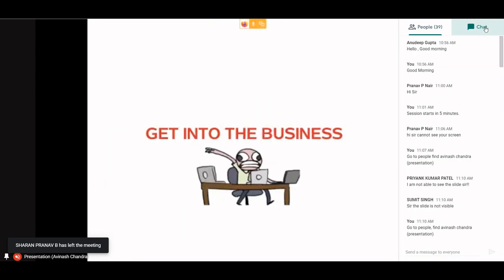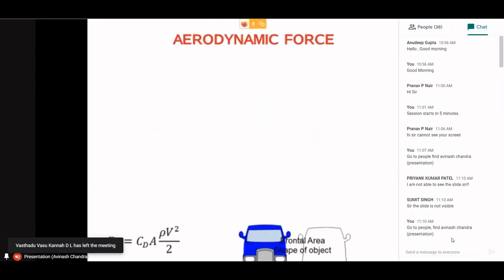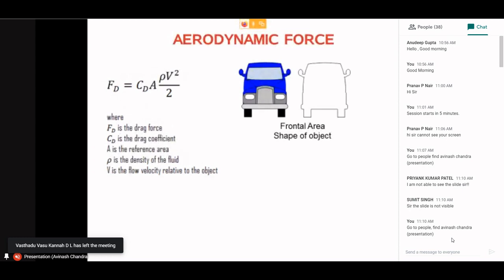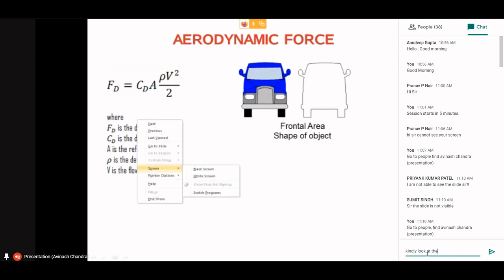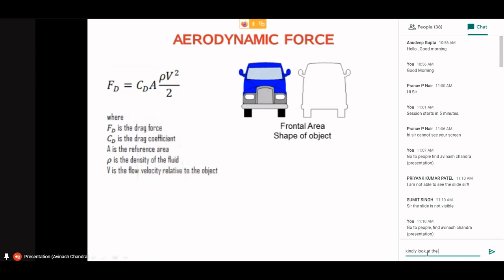So now, if we see, this is the aerodynamic force. This is the drag force, which is acting on the whole body, including everything: tire, mirrors, the whole body. And this is the coefficient, a kind of proportional constant. It can be found out only by the experimental setup.